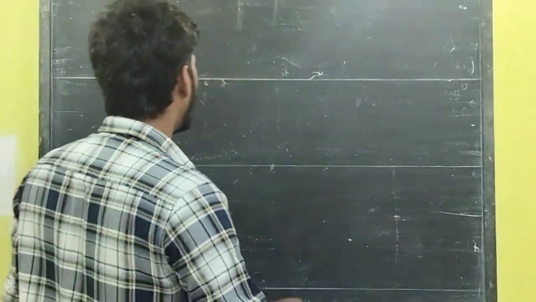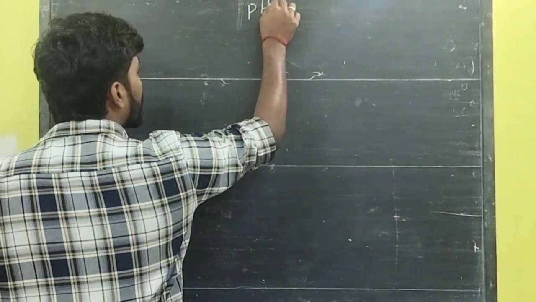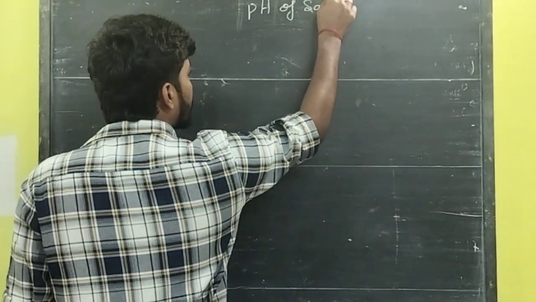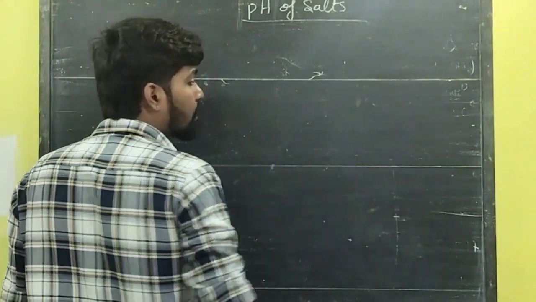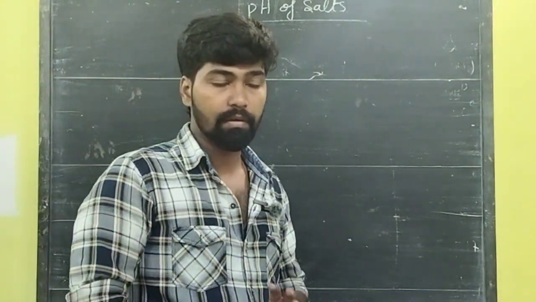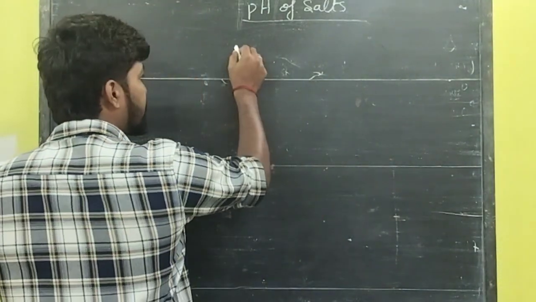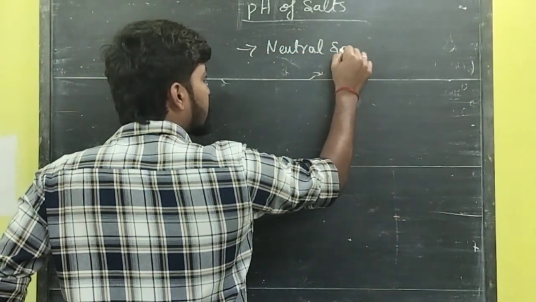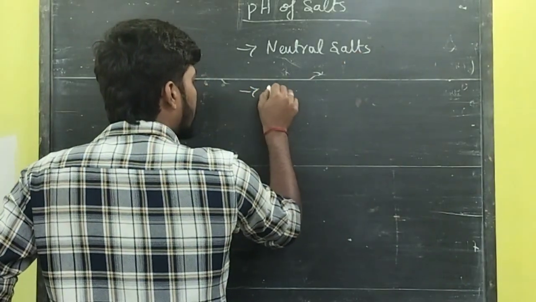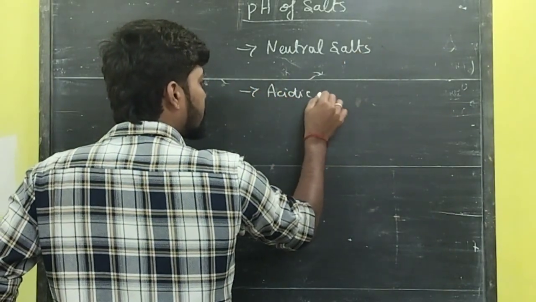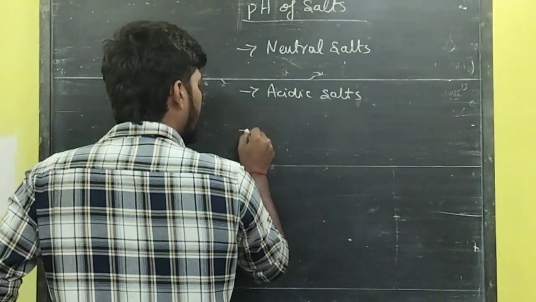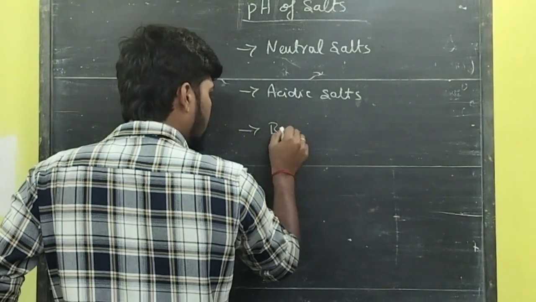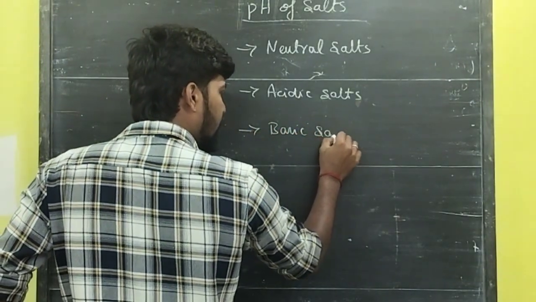Okay, then let us continue. Now, the pH of the salts. I have spoken about the types of salt, where we have different types, that is neutral salts, acidic salts, and basic salts. These are the types of salt.